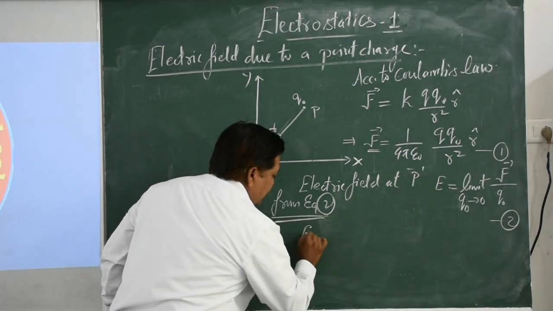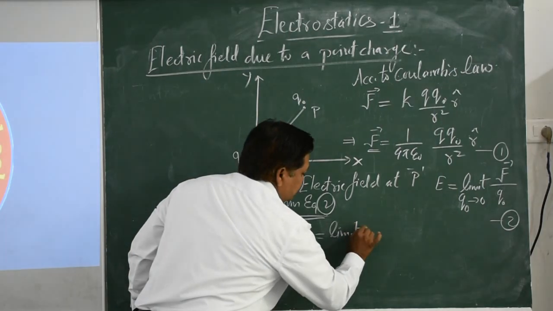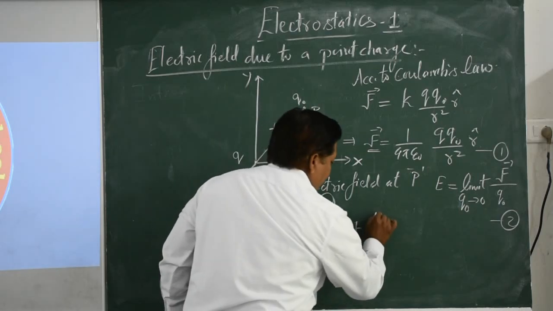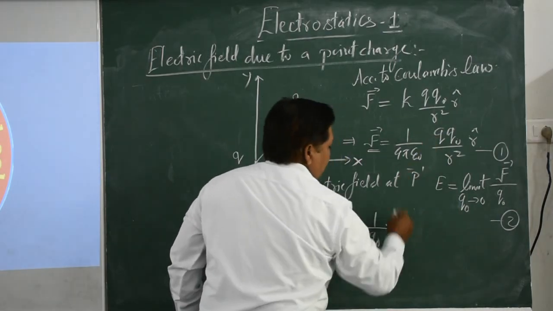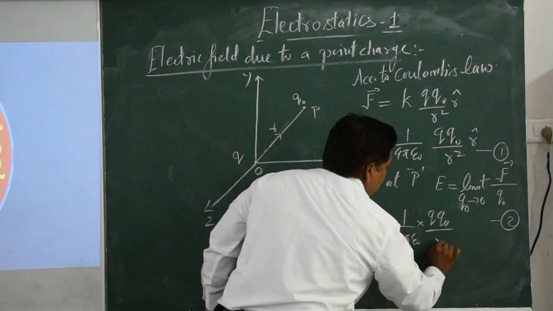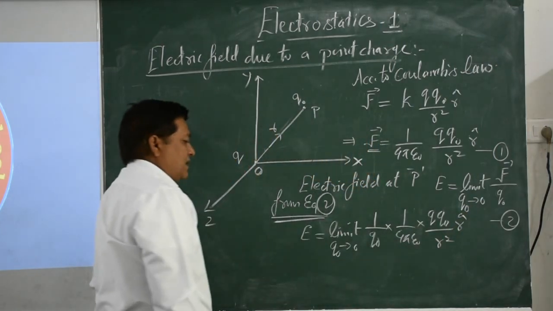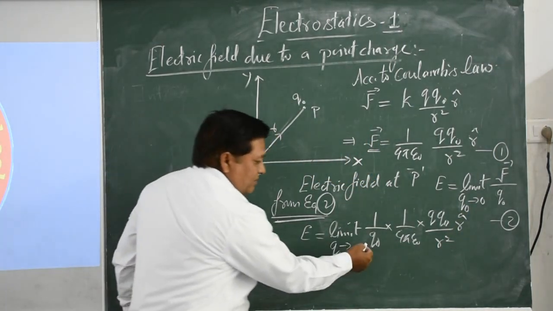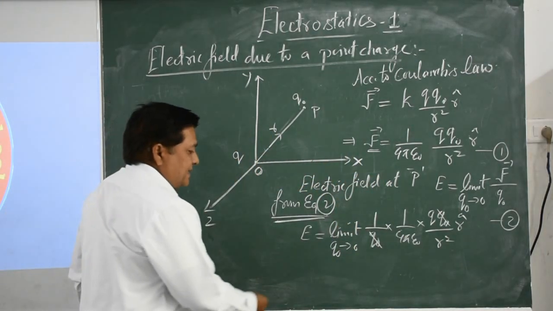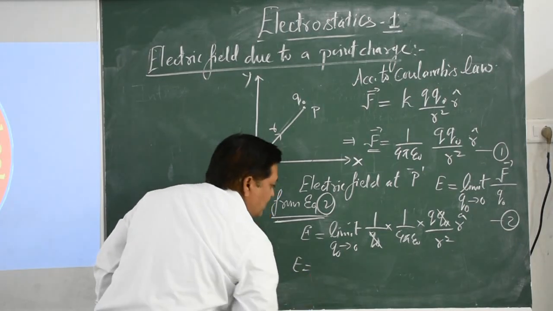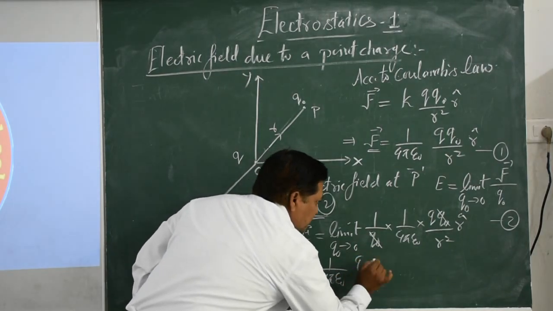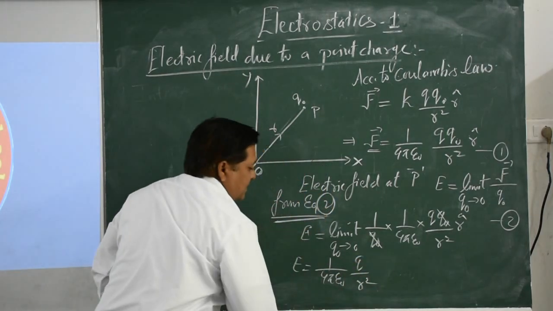what do we get? Electric field E is equal to limit q naught tends to 0. Then force, the value of force will be here 1 by 4 pi epsilon naught q naught upon r square and unit vector r. q naught may be cancelled here. What is left out here now? So we can say that electric field E is equal to 1 by 4 pi epsilon naught q upon r square.